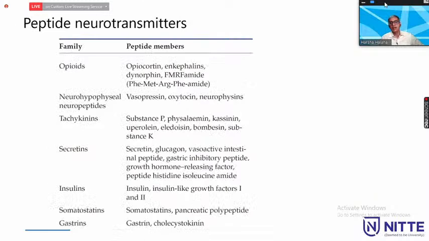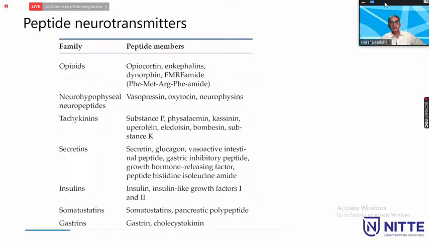The other major class of neurotransmitters are the peptide neurotransmitters. You have multiple families here: the opioid family, including opiocortin, enkephalins, anandamide, etc. Hypophyseal neuropeptides like vasopressin, oxytocin, etc. Tachykinins like substance P, substance K, bombesin, etc. Secretins like secretin, glucagon. So many of these are actually gastrointestinal peptides. They have a role in gastrointestinal physiology too. In the brain, they have important neuromodulatory functions.